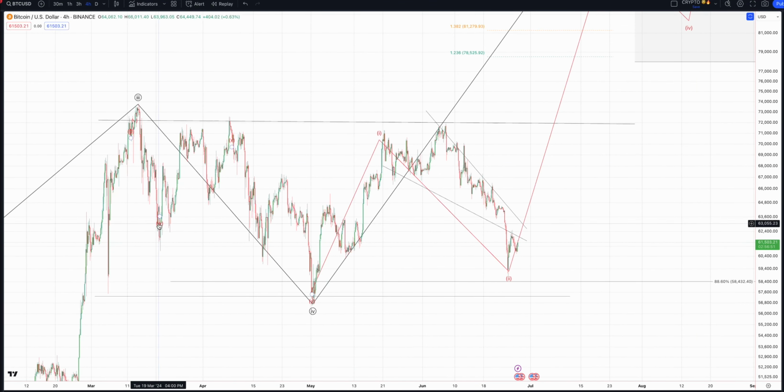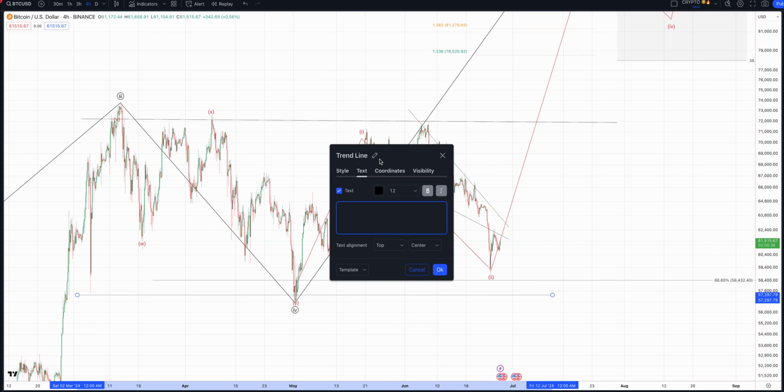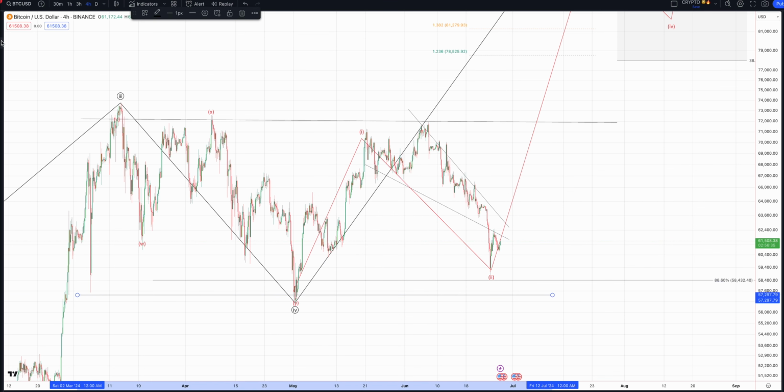Let's take a look at Bitcoin over here. Nothing has changed with Bitcoin. I still expect a slingshot move to the upside over here. This is Wyckoff reaccumulation, a WXY correction down to the 1.236 and the 38.2% fib.